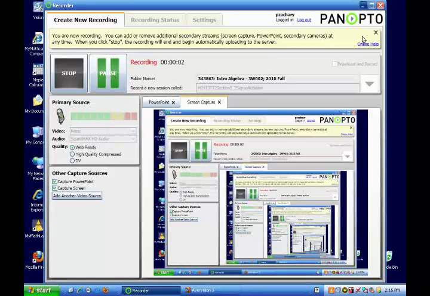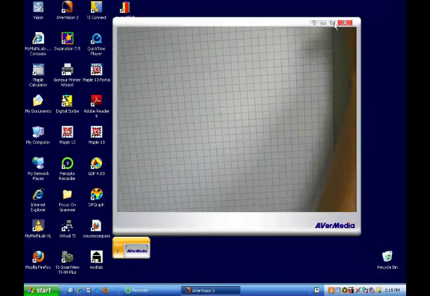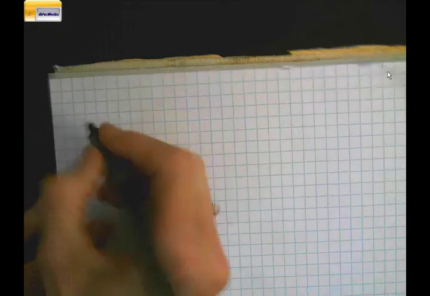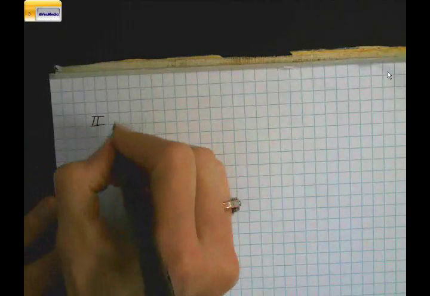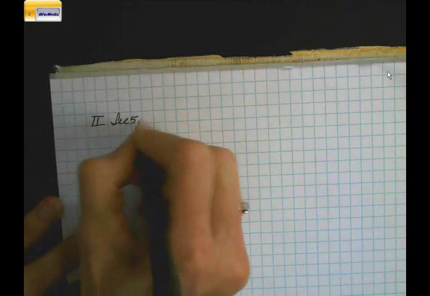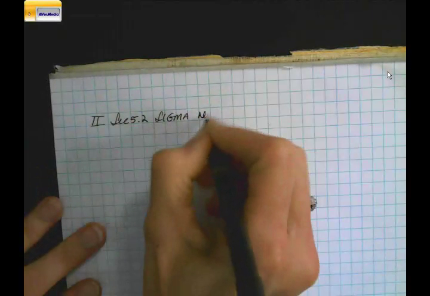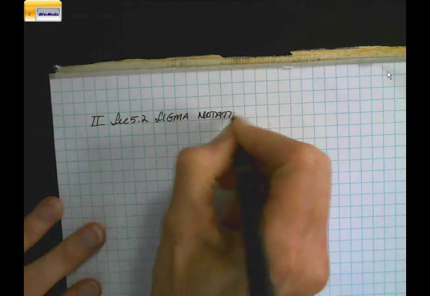5.2. Again, this section is pretty straightforward. It's just a notation, and it's important information. You'll use it as you move forward in calculus. Okay, so section 5.2 called sigma notation.